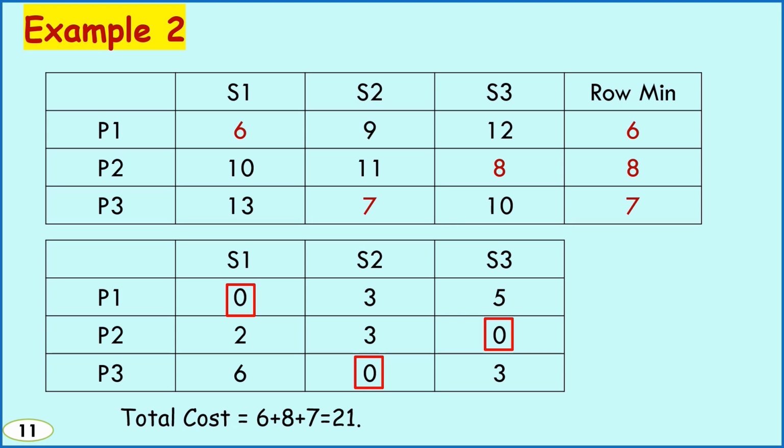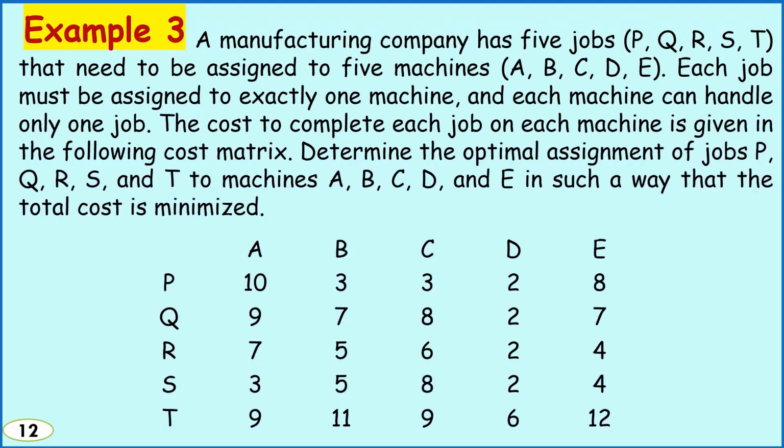Let us see one more example with a 5 by 5 matrix. In a manufacturing company having 5 jobs, P, Q, R, S, T, that need to be assigned to 5 machines A, B, C, D, E, we need to assign in such a way that the total cost is minimized. Let us solve this problem using the Hungarian method.